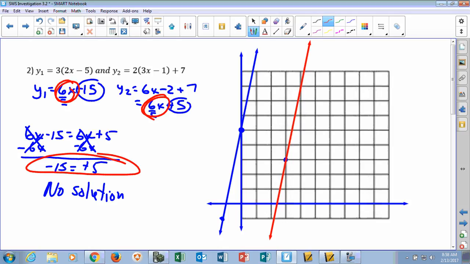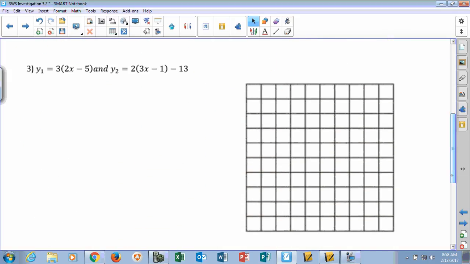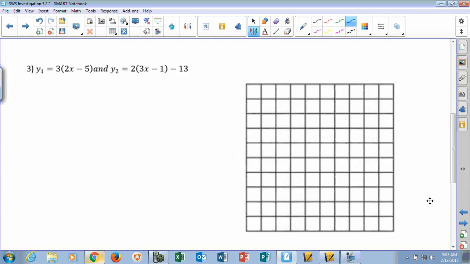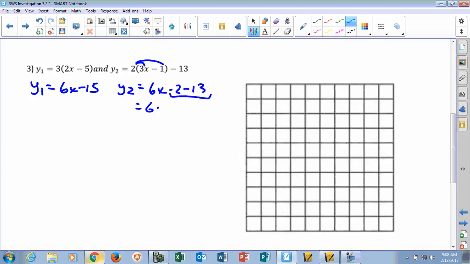Okay, so that was that scenario. So we've had a 1 solution and we've had a no solution. What do you think the last one's going to be? Infinite. Okay. All right, so in number 3, when I take y1 and distribute it, y1's been the same all the way through, 6x minus 15. So on y sub 2, when I distribute, I get 6x minus 2 minus 13, and when I combine like terms, I get 6x minus 15.